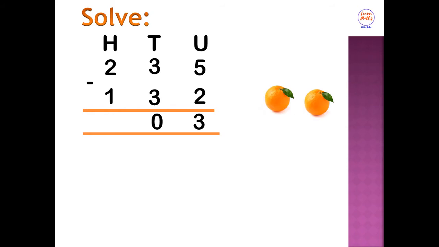Then on the hundredth part, we have 2 minus 1, and we have how many left? 1. So it's just simply going to be 1. So very simple.